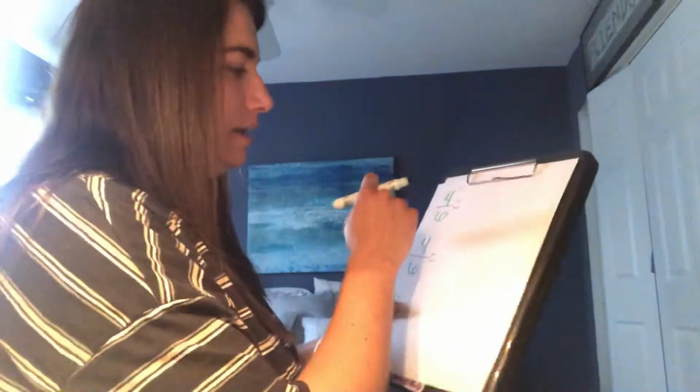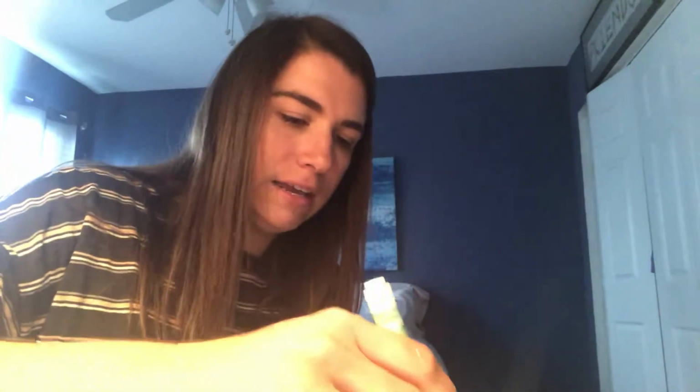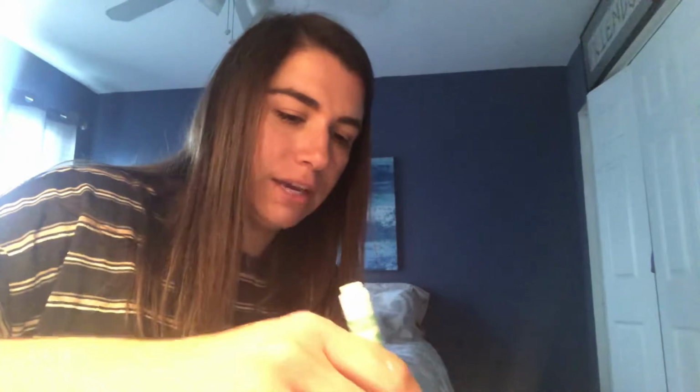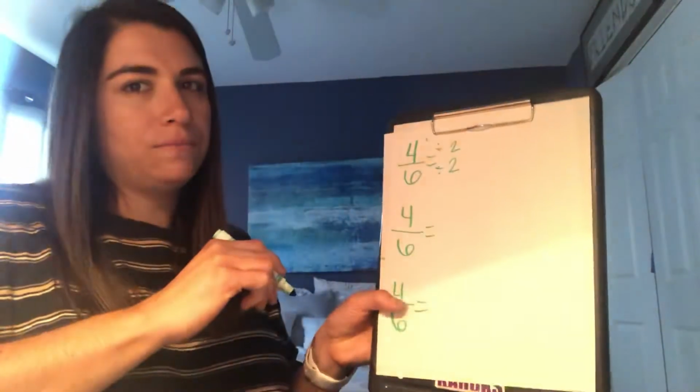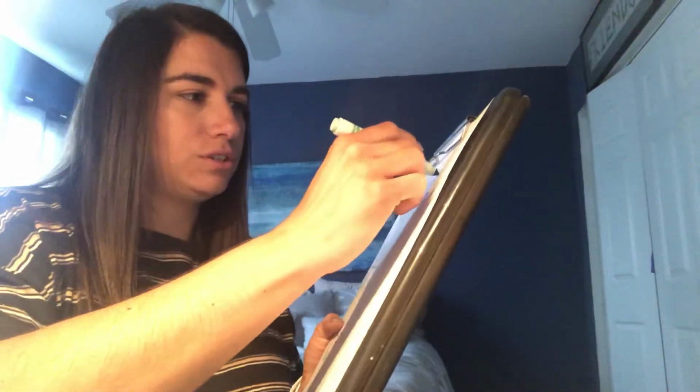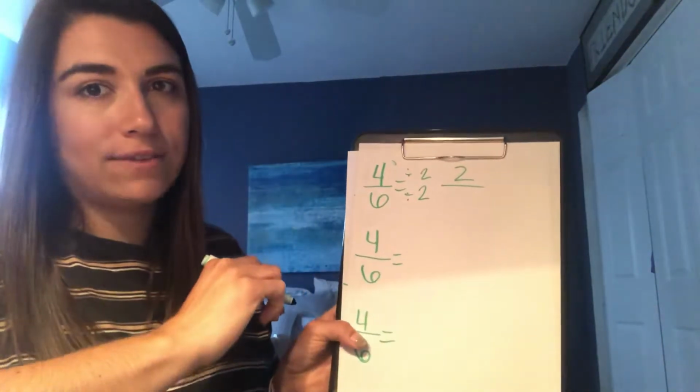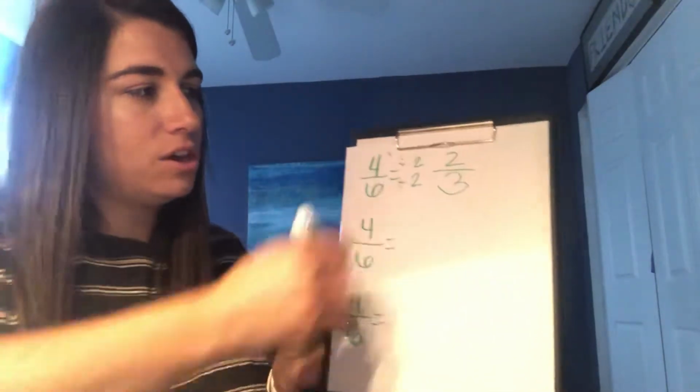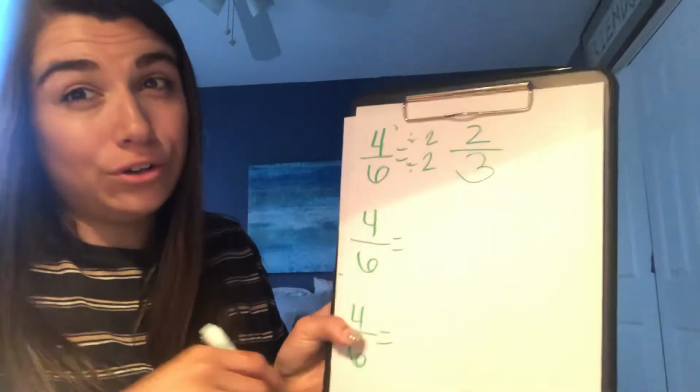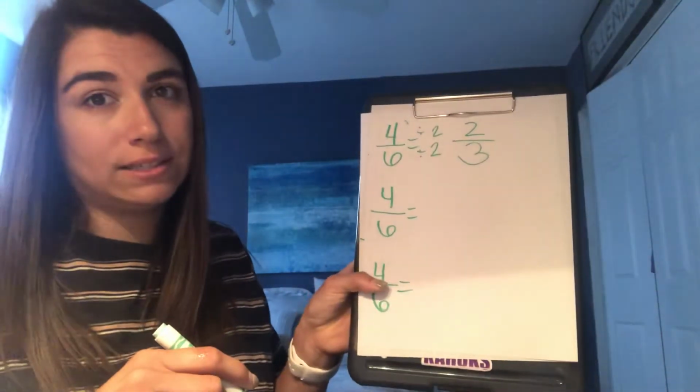I might need to just put it down and then show you. So 4/6, and I'm going to divide them both by 2. That's going to give me 4 divided by 2, which is 2, and 6 divided by 2, which is 3. So 2/3 is also equal to 4/6.